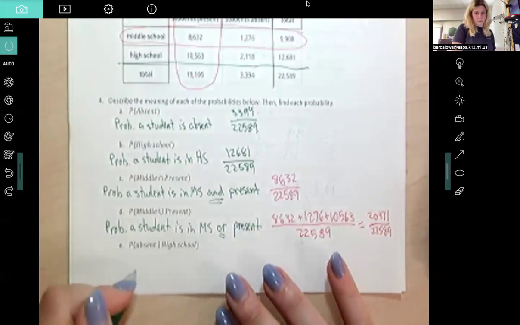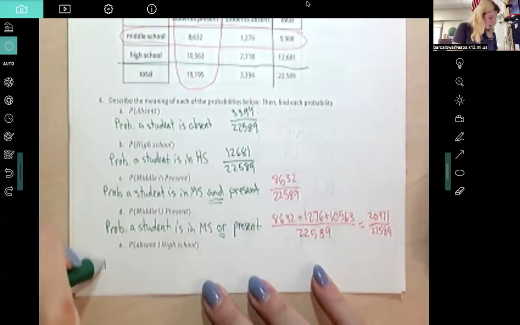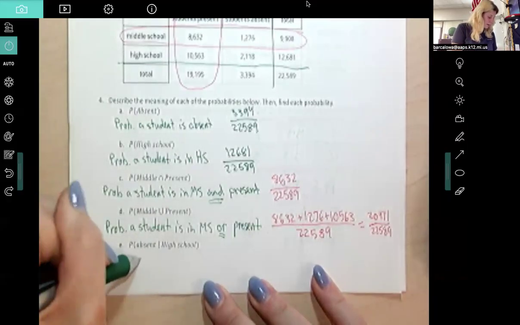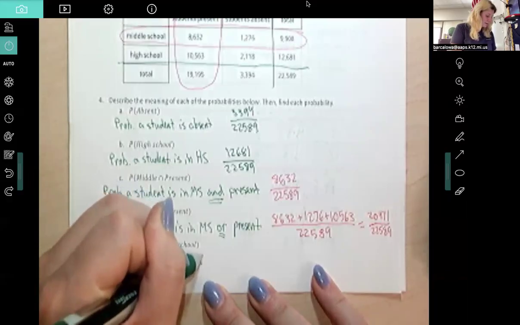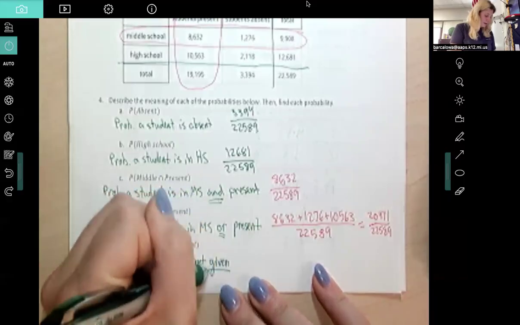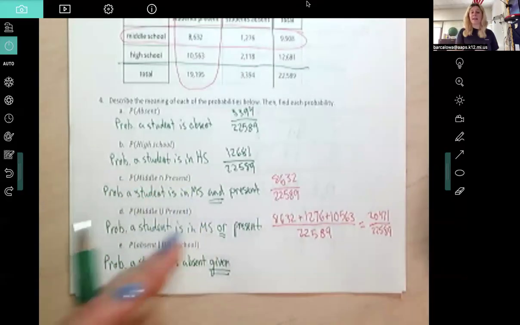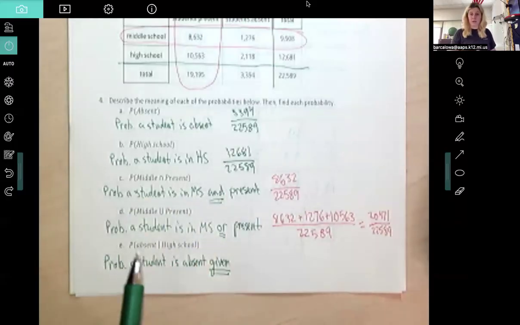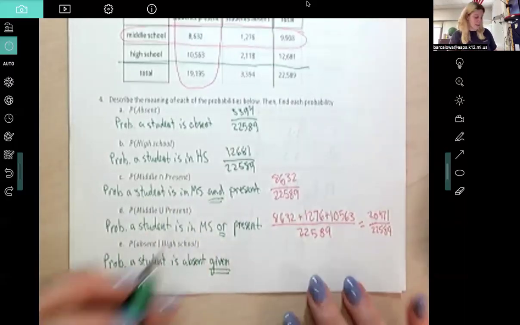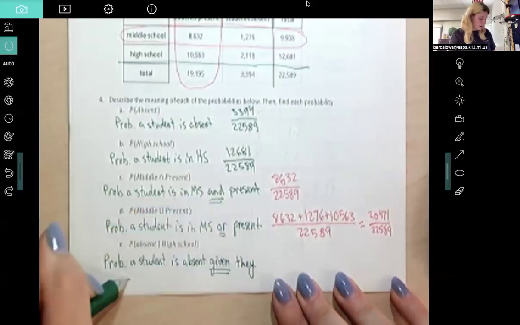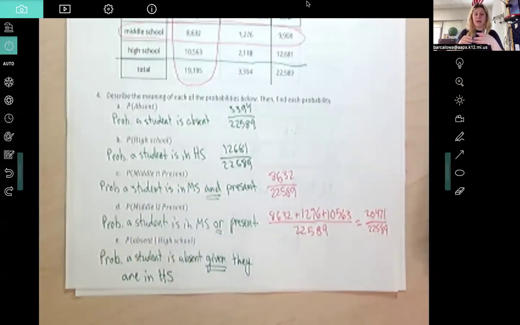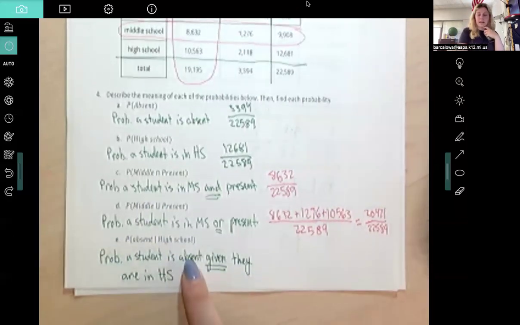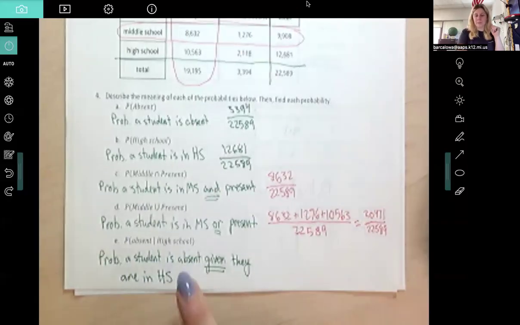Last one of this, not of the whole packet. What is the probability a student is absent given, that's what that symbol means, that vertical bar means given or under the condition, okay? So probability a student is absent given they are in high school. So I'm just looking at those high school students. I'm looking at the probability that a student is absent given they are in high school.